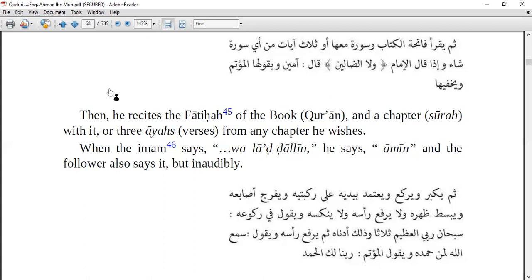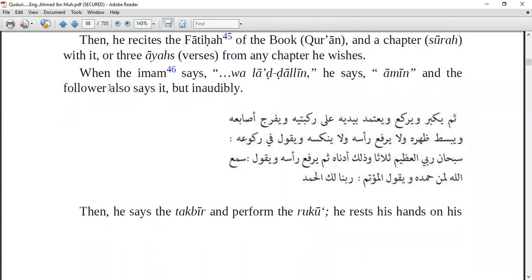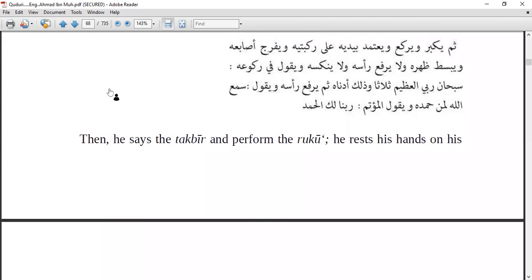So you're done with Surah Al-Fatiha. You say Ameen, you're done with the other surah with it. What do you do next? ثم يكبر ويركع. Then he says takbir and then performs the ruku.